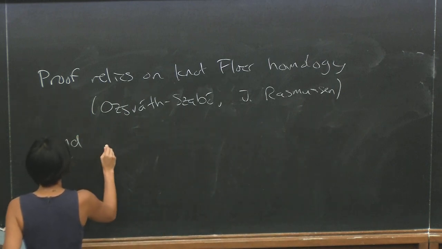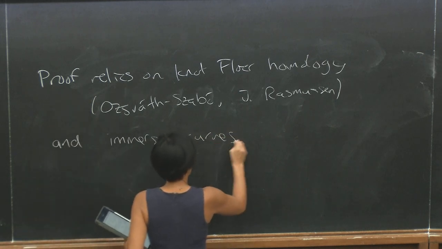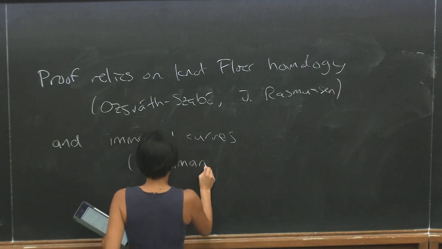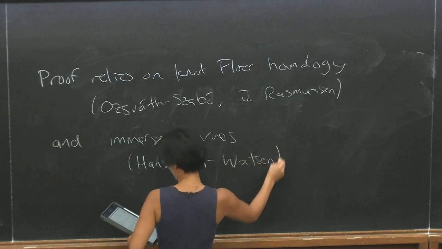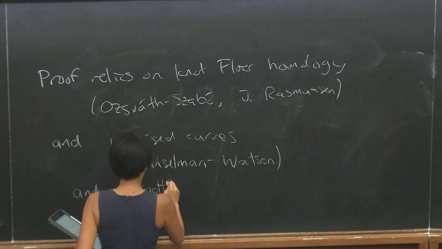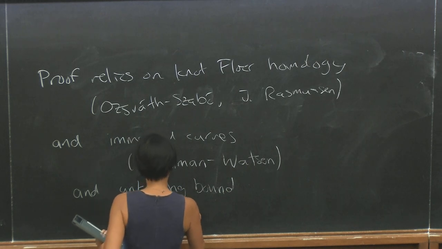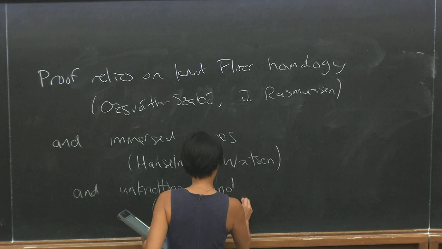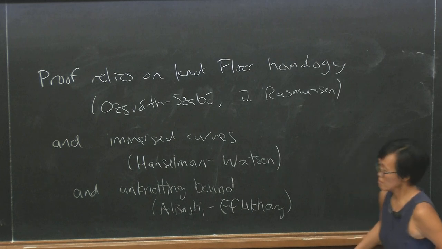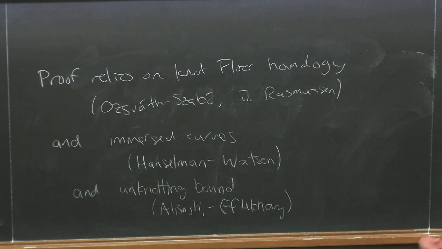And it relies on a cabling formula for immersed curves. That cabling formula is due to Hanselman and Watson. And it relies on an unknotting bound coming from knot Floer homology. That's due to Akram Alishahi and Eaman Eftekhary. Okay. So before I talk about the proof of this theorem, I want to talk about some corollaries of the proof.